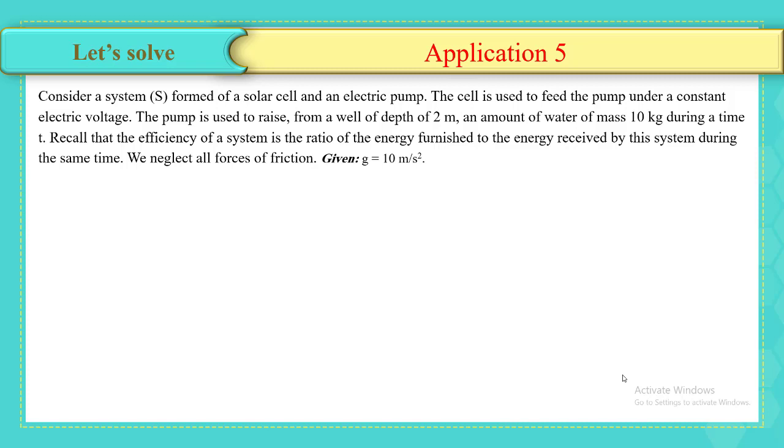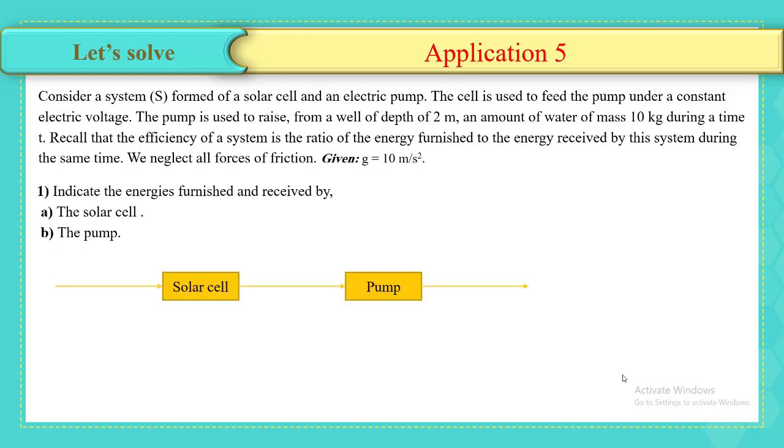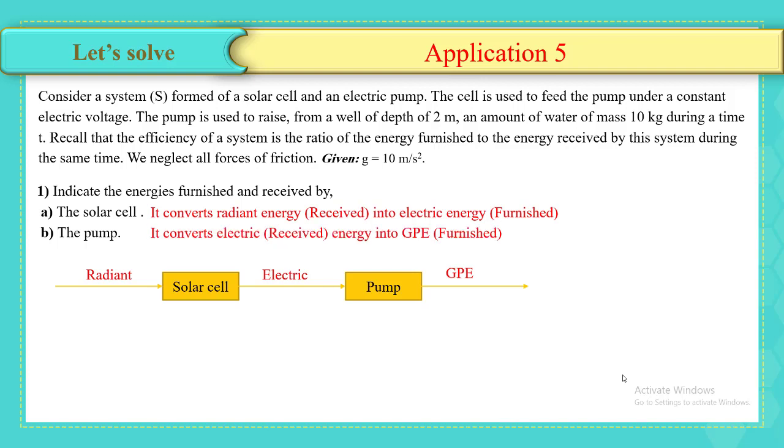In the first question, we have to indicate the energies furnished and received by the solar cell and the electric pump. To simplify this problem, let's draw a schema that represents the system that we have. The energy received by the solar cell is radiant and the furnished is electric. However, the energy received by the pump is the electric energy and the furnished is the gravitational potential energy because we have to raise water for a certain height.